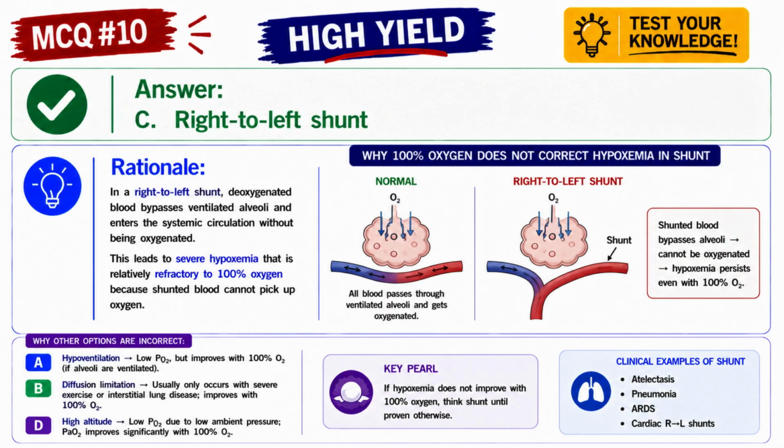This is the defining clinical feature of right to left shunt. Hypoxemia refractory to high-flow supplemental oxygen. Think intracardiac shunt, pulmonary AVM, or severe atelectasis with complete alveolar collapse. That is 10 questions. CO2 transport and pulmonary circulation.